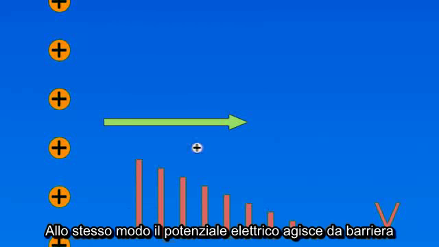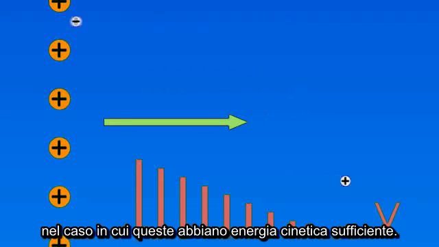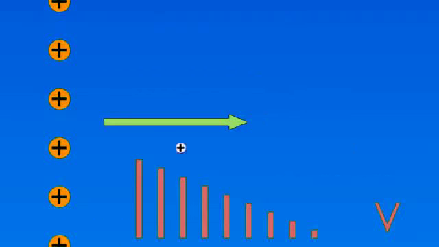Similarly, the electric potential behaves like a barrier to the charged particles. It allows the particles to surmount it whenever the kinetic energy is great enough.